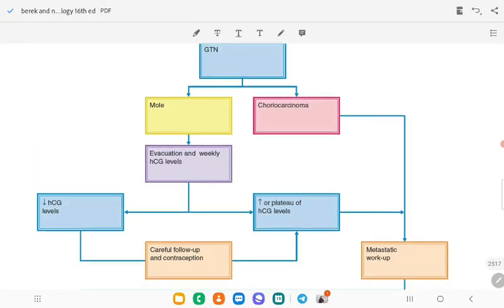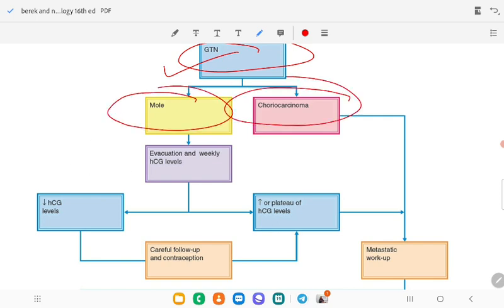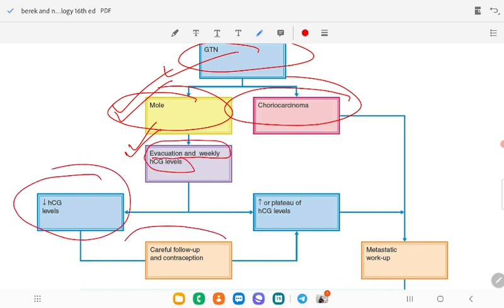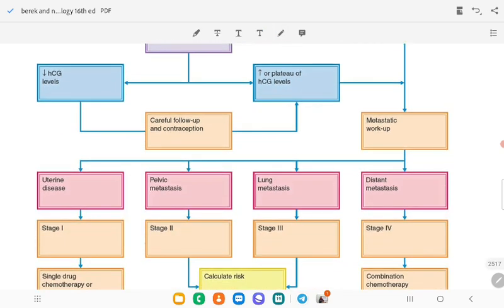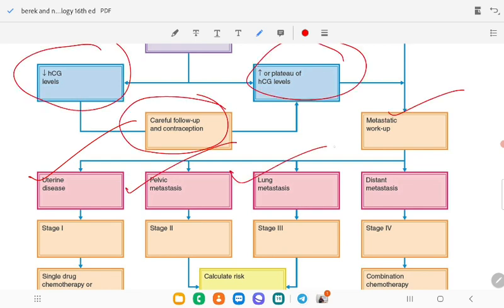How will you manage the patient once GTN is suspected, molar pregnancy or choriocarcinoma? If it is molar pregnancy, evacuation, then weekly hCG levels. If the level is decreased, then careful follow-up with contraception through the follow-up period. If it is a plateau or increasing, a metastatic workup has to be done. In metastatic workup, check whether the disease is limited to the uterus, is pelvic disease, is lung metastasis, or is distant metastasis.